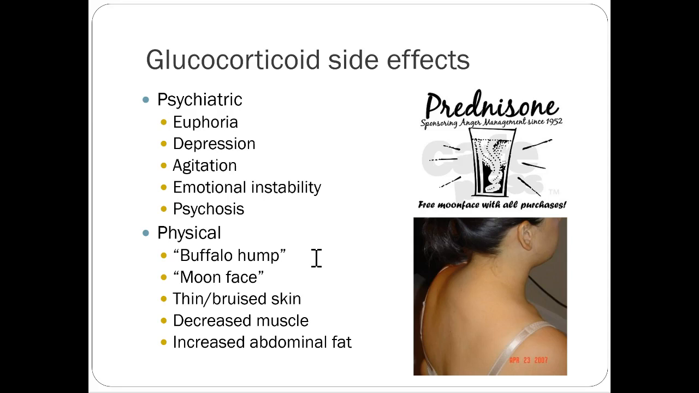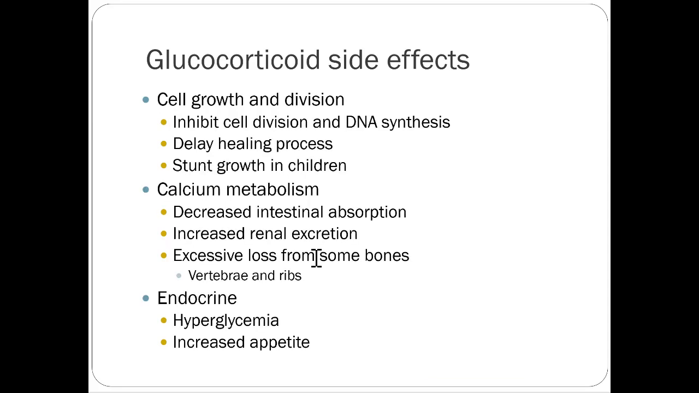Thin and bruised skin is really common, which can certainly be complicated by somebody who's on a blood thinner long term, so that's something to think about. And decreased muscle, increased abdominal fat. Again, these are going to take a long time to see these effects, but certainly going to be more common with chronic therapy. They can delay healing process and stunt growth in children, cause issues with calcium metabolism, so put people at higher risk for possible osteopenia, osteoporosis.